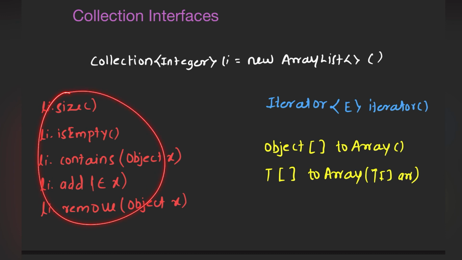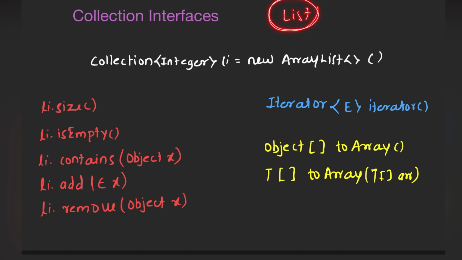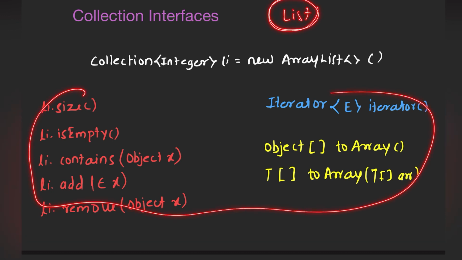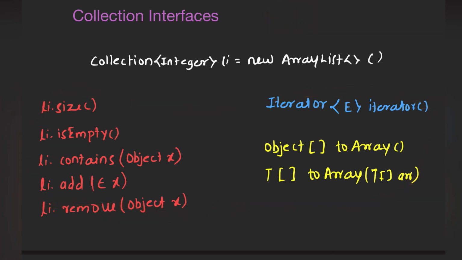Apart from these common inbuilt functions, there are certain inbuilt functions which are meant only for that particular collection interface. For example, list. List contains all the inbuilt functions we are going to discuss in this video. Apart from this, there are certain inbuilt functions defined only for the list itself. Similarly, it is applicable to all the collection interfaces.